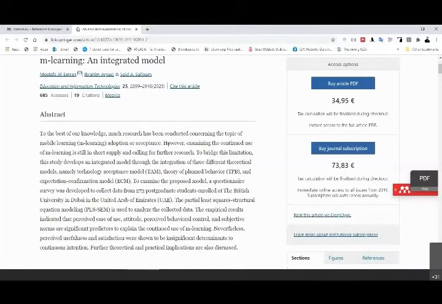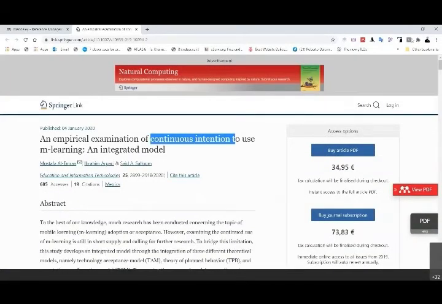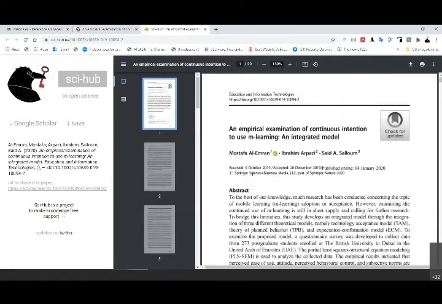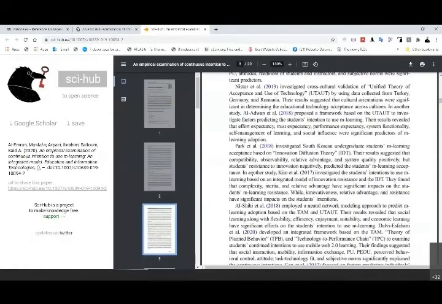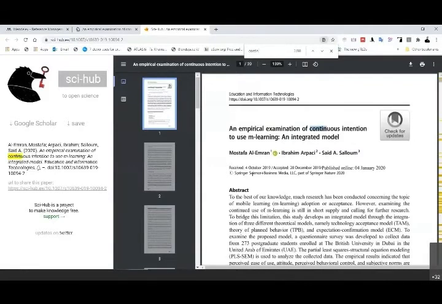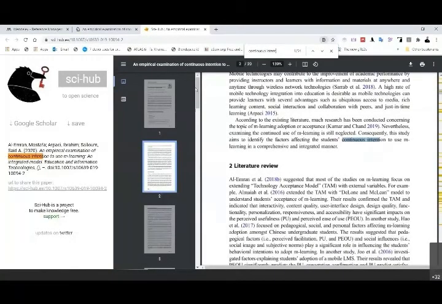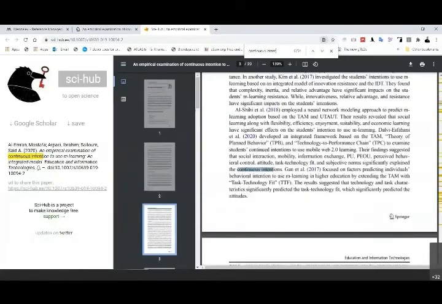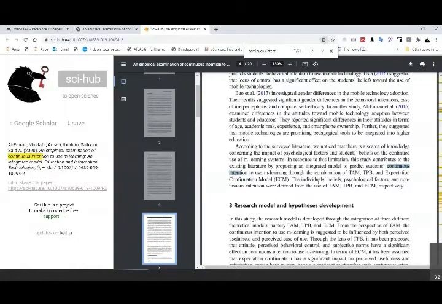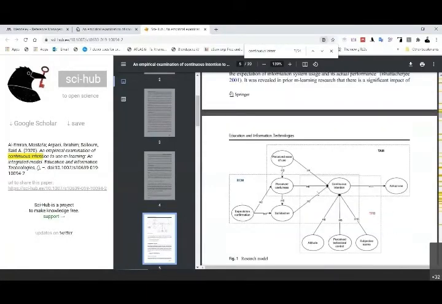Okay. However, examining the continuous use. We are talking about continuous intention, right? I can open this article just by clicking one button. You see how they mention it. You have to read the literature. I go practically. Go practically. You see, they draw like this.